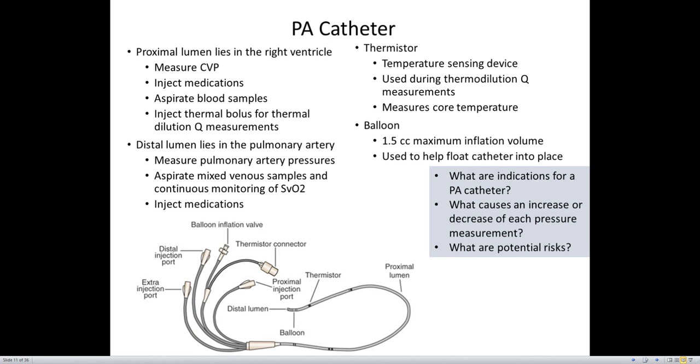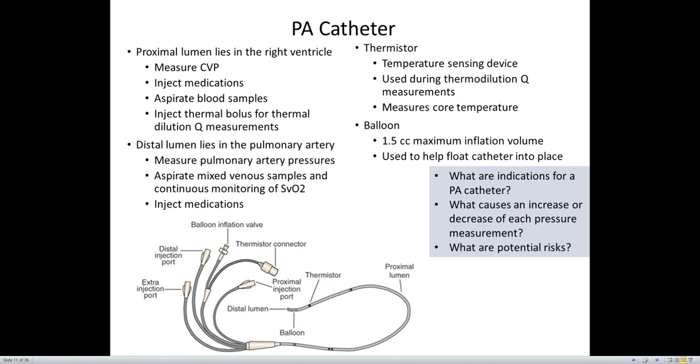The thermistor port, this is a temperature sensing device. It's used during thermodilution cardiac output measurements, and it also measures core temperature. The balloon is about 1.5 cc's in volume when it's at its max volume, and this is used to help float the catheter into place.